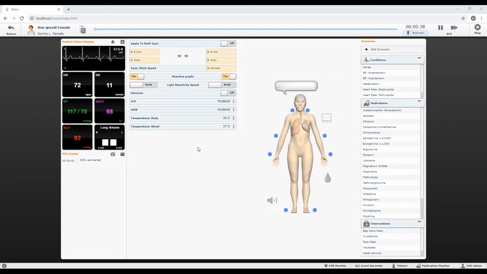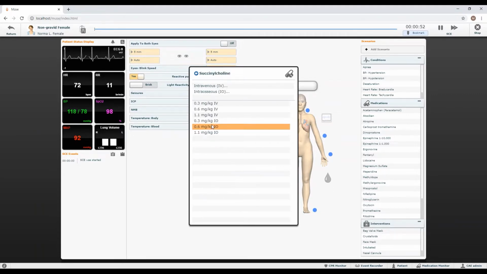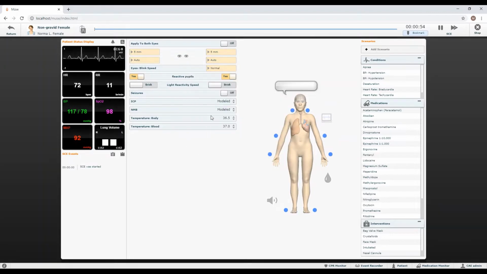In the following video, you will observe how we have utilized the CAE Muse software to demonstrate physiologic modeling. The drug, succinylcholine, a neuromuscular blocker, will be administered to the patient. Notice how the respiratory rate initially increases with less volume, and then the patient stops breathing as full neuromuscular blockade is achieved in real time. Also note the pulse oximetry begins to decrease after the patient stops breathing.